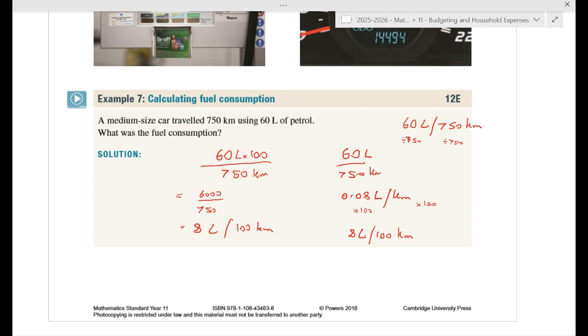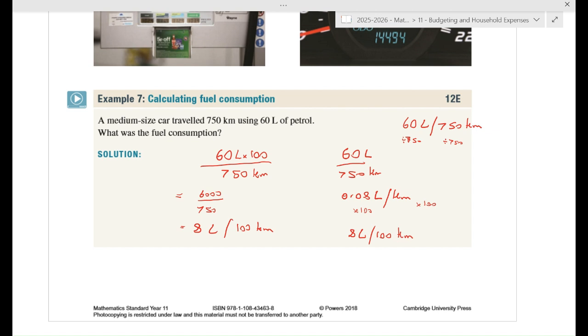So that's how we do our rates. We do 8 litres per 100 kilometres, and that's not bad. That's actually quite a good rate. My ute is normally about 13 to 14, depending how much I've been carrying recently. So 8 litres is pretty good. I hope that makes sense.